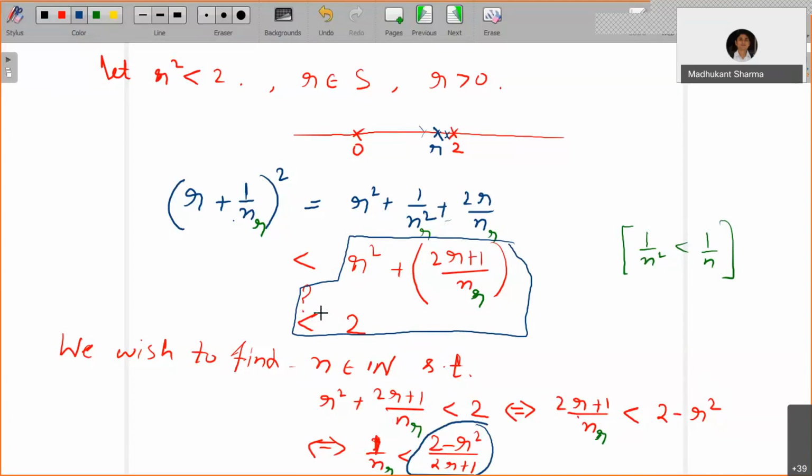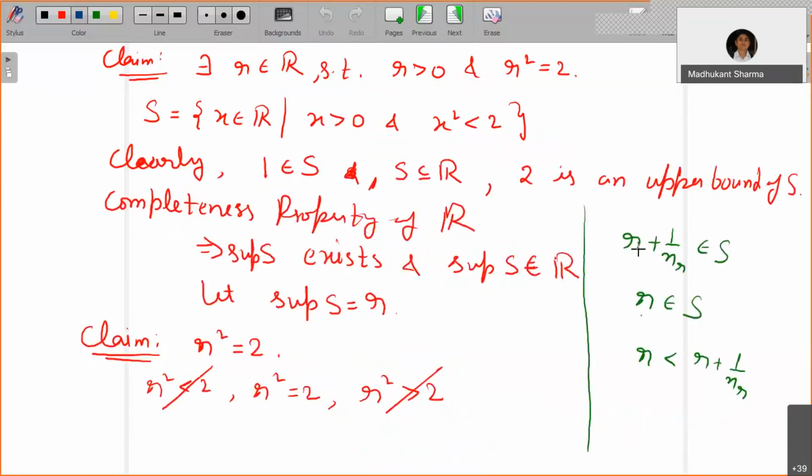Which says that you have identified an element in S which is sitting on the right of the upper bound. So this says that R is no more a supremum. But we assumed that R is a supremum. So your assumption that R square is less than 2 is not correct. That is not possible. So the only possibility now is R square is greater than or equal to 2.